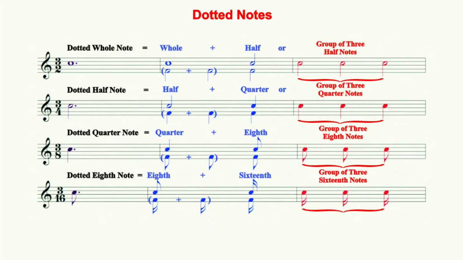We introduce now then the symbol of a dotted note. A dotted note can be thought of as shorthand for a group of 3, or perhaps more accurately, 2 plus 1.